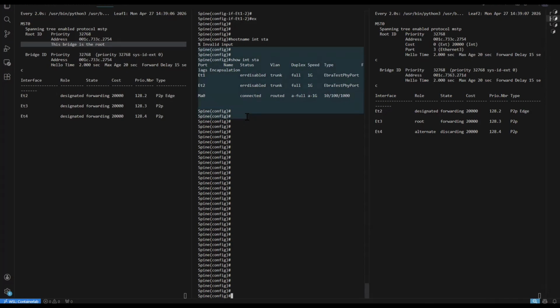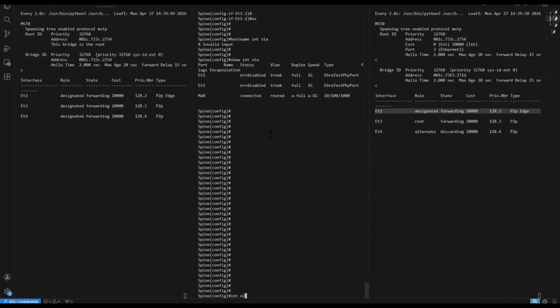Okay. So right now what is happening is the spine is completely isolated from the fabric. So that's why leaf 1 and leaf 2 are not aware of the spine. If you see, Ethernet 1 on both leaves is not showing in the spanning tree output. Because I have enabled BPDU guard on the spine, it is discarding. If it receives any BPDUs, it will put that interface in an error disabled state.